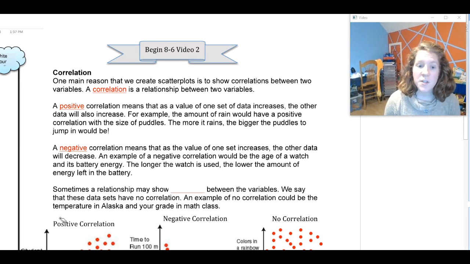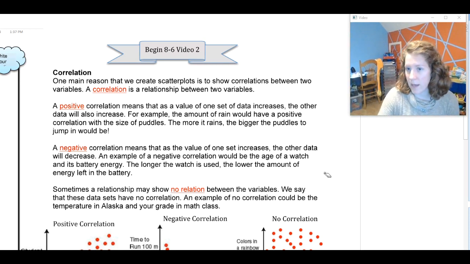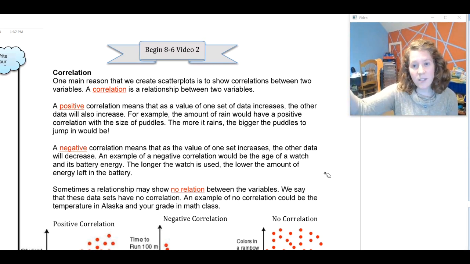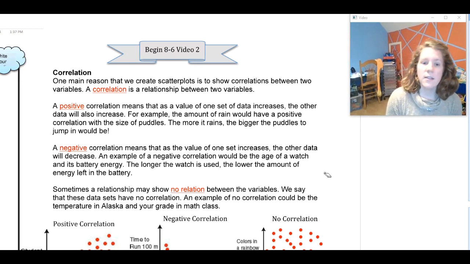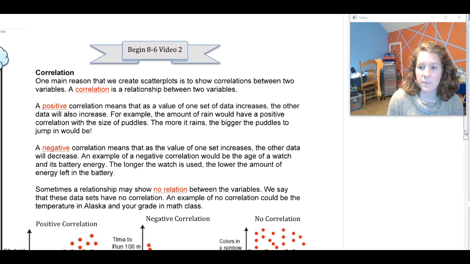Another option is that a relationship may show no relation between the variables. In that case, we would say that they have no correlation. An example of no correlation could be the temperature in Alaska and your grade in math class. We live in Georgia. How cold it is in Alaska has no bearing on how you do in your math class. So those would have no correlation if I were to plot that data.